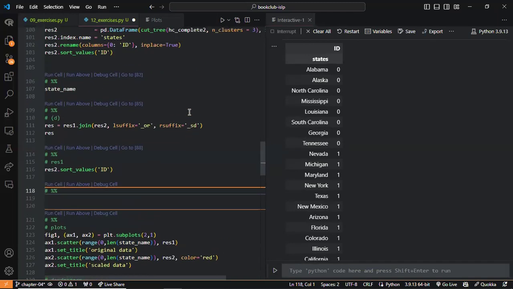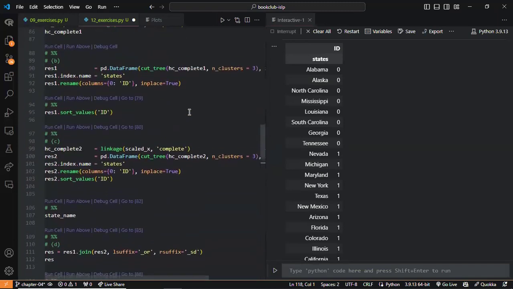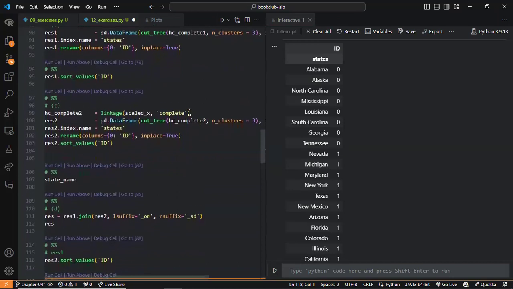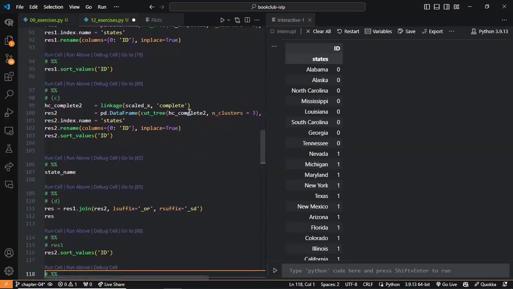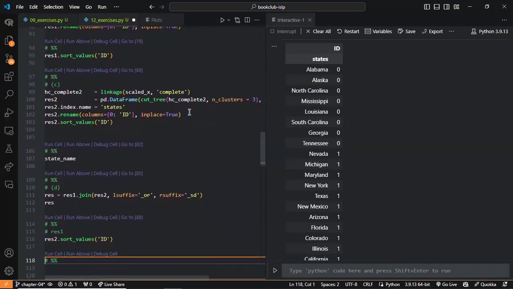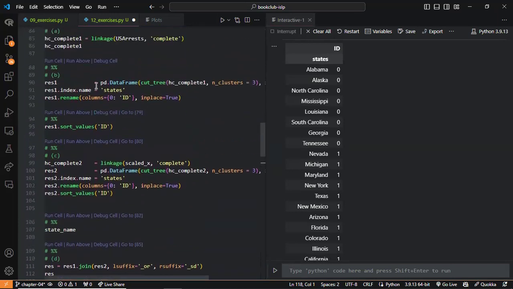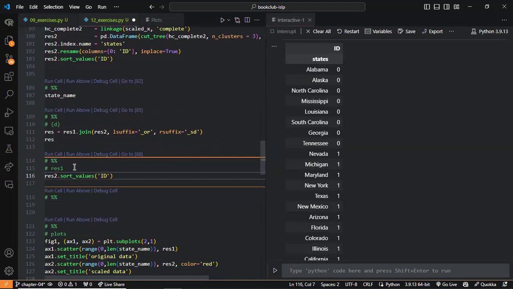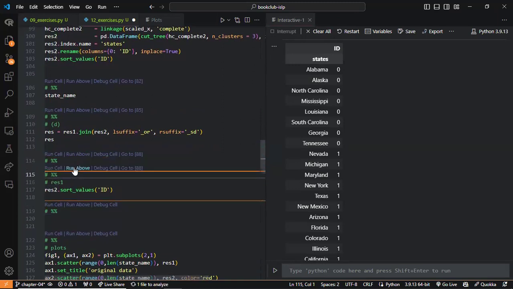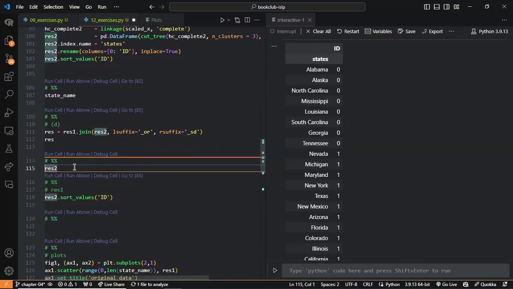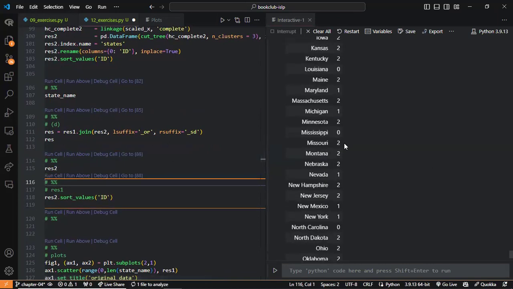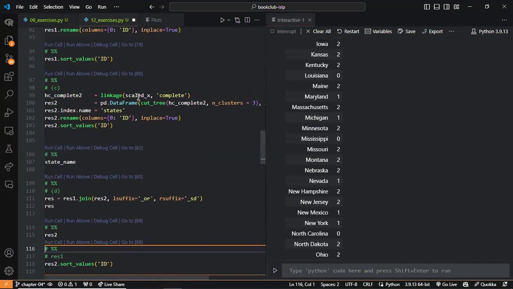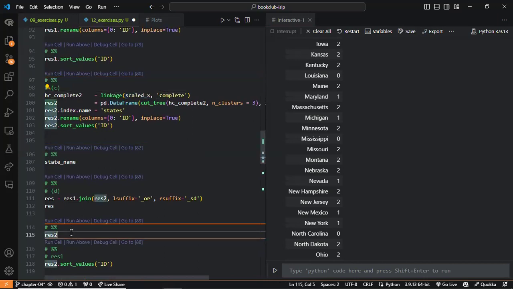I was confused a bit when you said concatenate the cluster IDs, but basically you mean to join them to the data and group by them. Yes, join them. You can join them by the index because the index is the same, the states. You can join them and then group by and do some aggregations and see, more or less, if you see any difference or not, depending on the grouping.